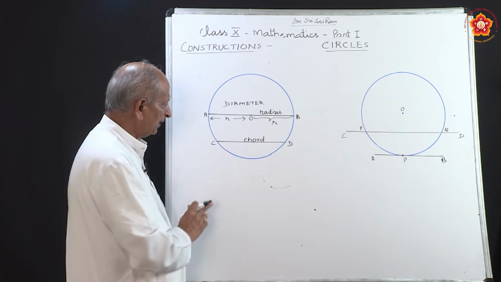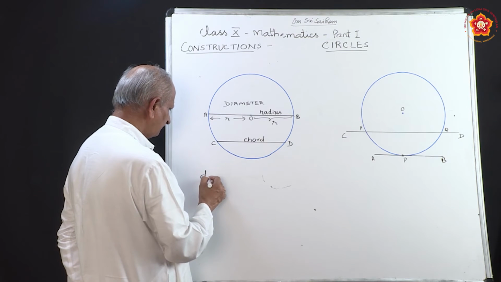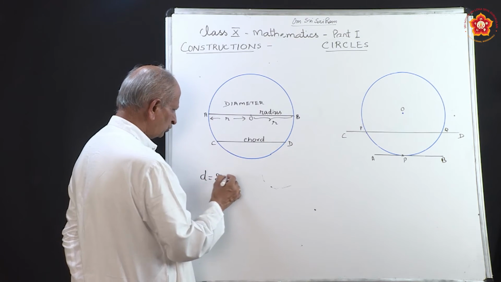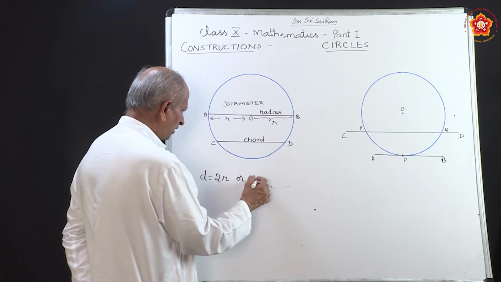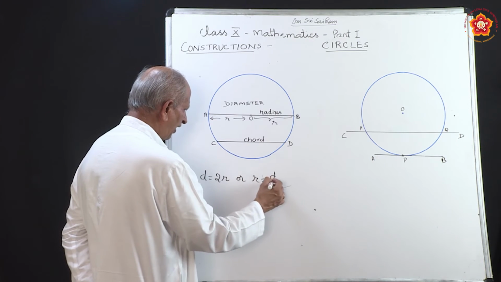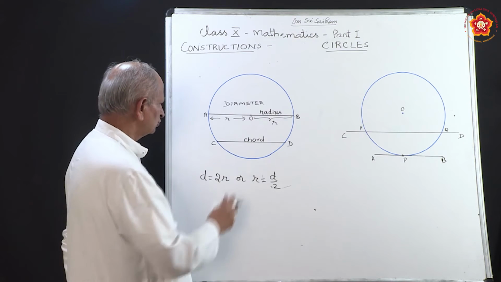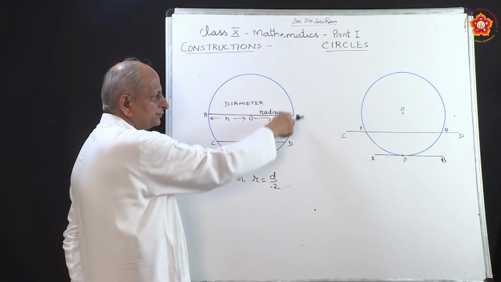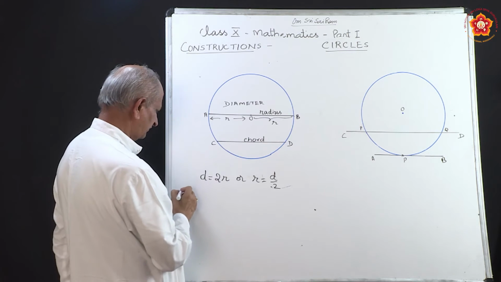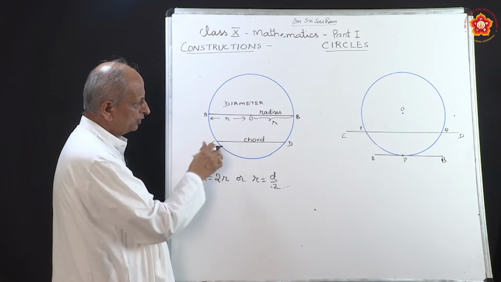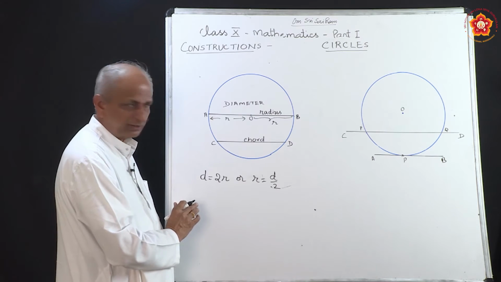And what is the relation between diameter and radius? Suppose you call diameter as d, one diameter is equal to 2 radius, or one radius is equal to half of the diameter. And also you know this boundary of the circle is called a circumference. Of course, all of you know all these simple things, but for your remembrance I am just doing it.